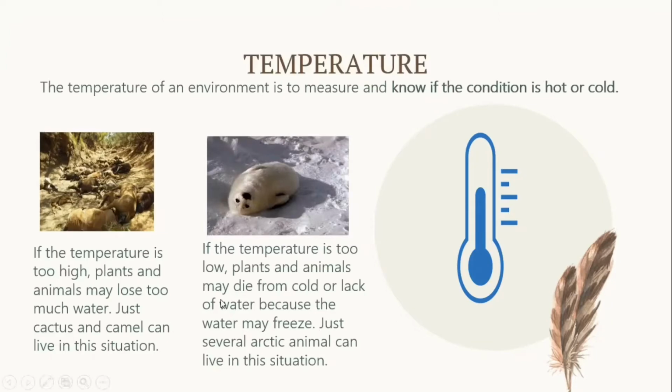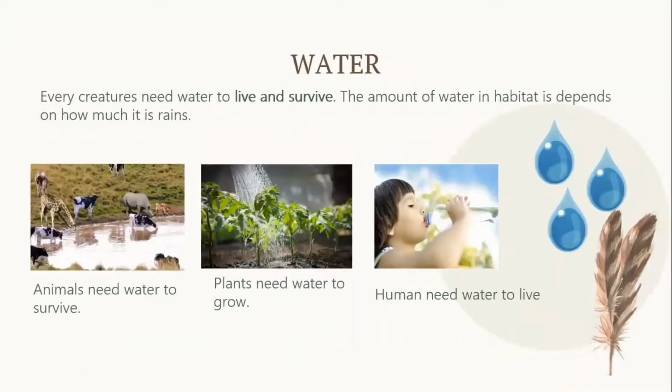The second one, if the temperature is too low, plants and animals might die from cold or lack of water because the water may freeze. Only several Arctic animals can live in these kinds of situations. The next one we have is water.